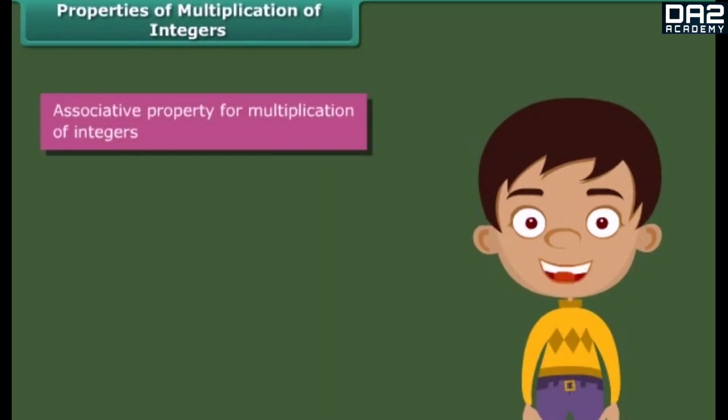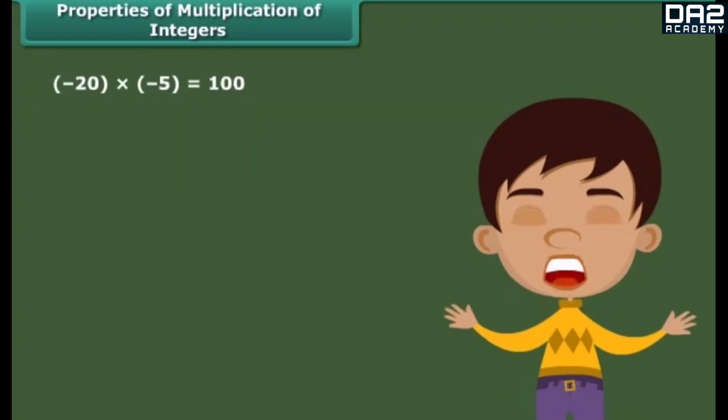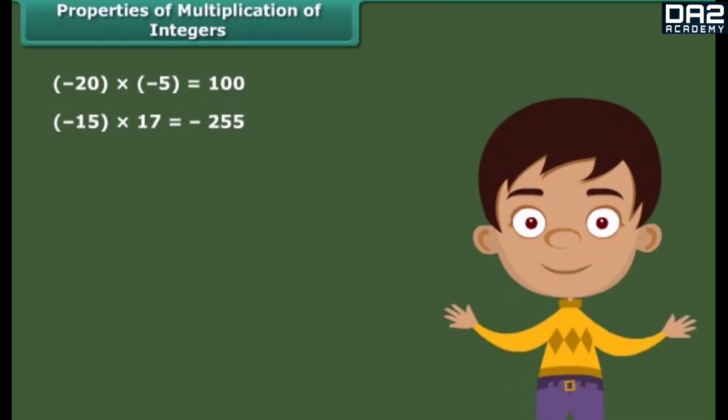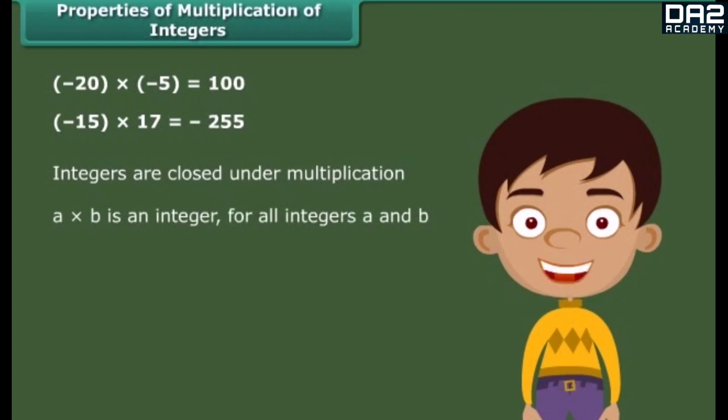The product of two integers is again an integer. For example, minus 20 into minus 5 is equal to 100. Minus 15 into 17 is equal to minus 255. So we can say that integers are closed under multiplication. In general, a into b is an integer for all integers a and b.